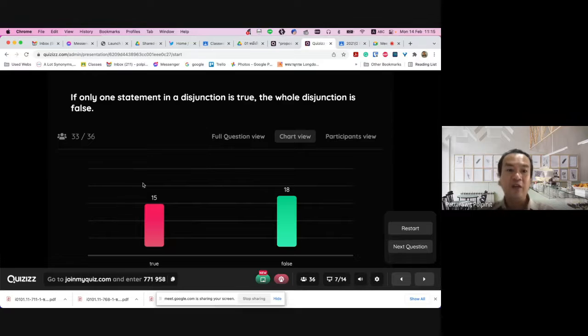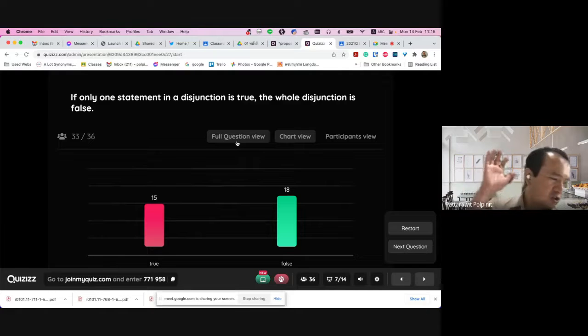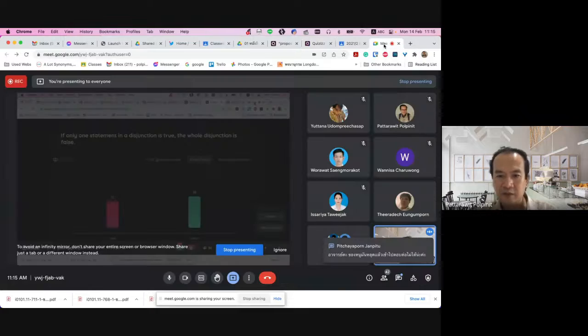Ooh, 15 of you got it incorrect. Maybe you don't understand what a disjunction is. Same as before, go back to the slides and look at the earlier page. You should see the table that explains conjunction and disjunction.